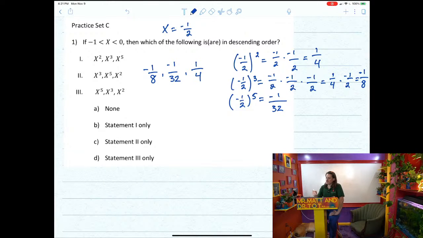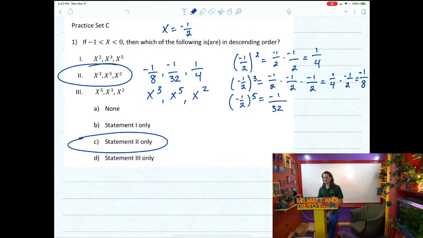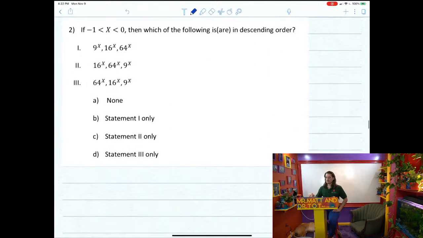So negative 1/8, that was x to the 3rd power. Negative 1/32, that was x to the 5th power. And positive 1/4, that was x squared. So our answer here is going to be statement 2 only, which is answer selection C. If you have any questions, please let me know.